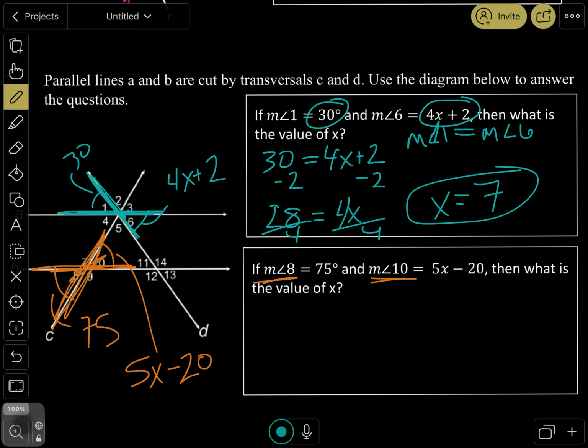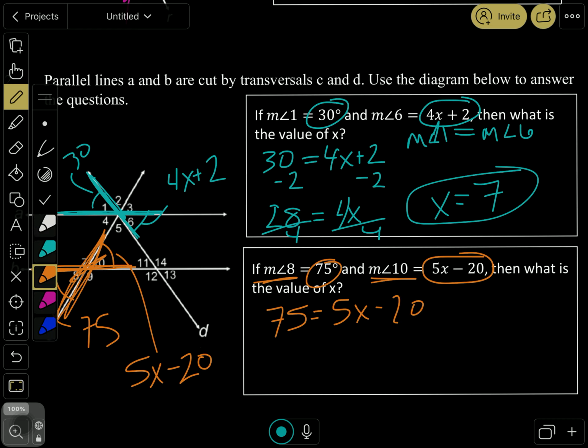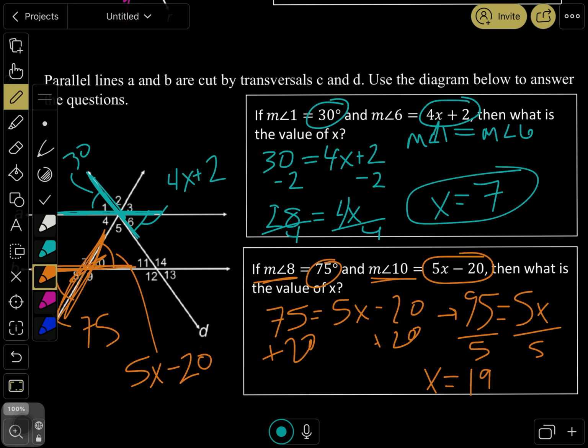What's more useful to me than using the measure of angle 8? Well, it's using 75. And I like this piece of information over here. Ooh, not 30. My bad. 20. All right, so I know that 75 has to equal 5x minus 20. Now it goes back to being a basic solve for x problem. I add 20, I add 20. I know that 95 has to equal 5x. I divide by 5 on both sides, so x equals 19.